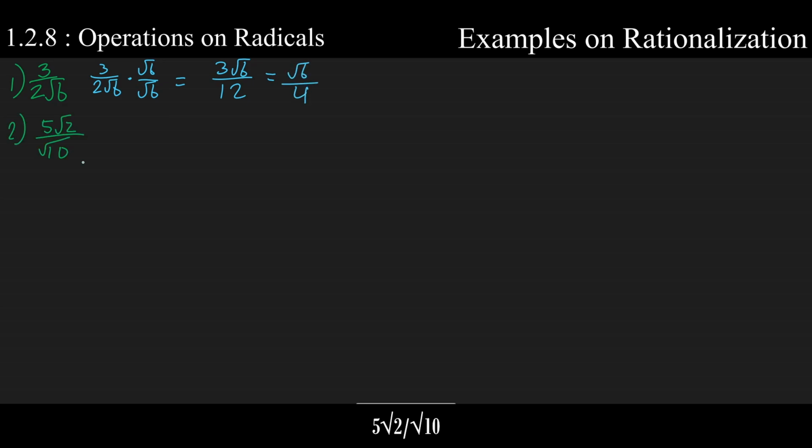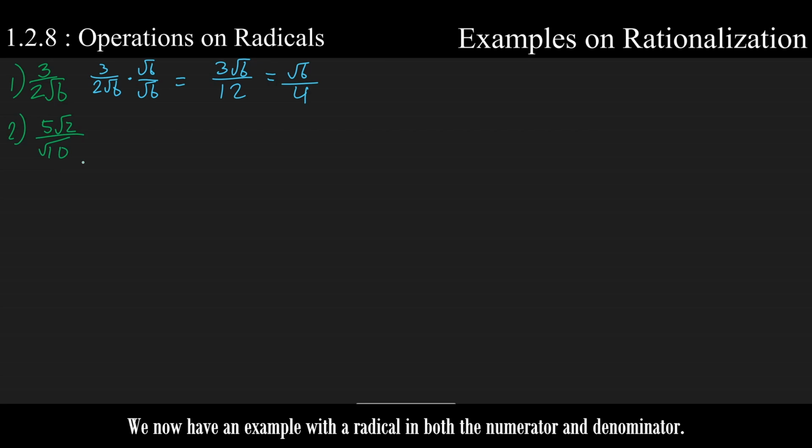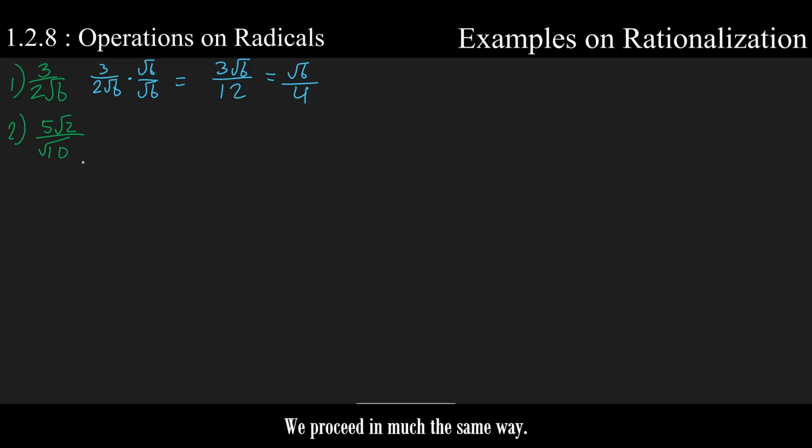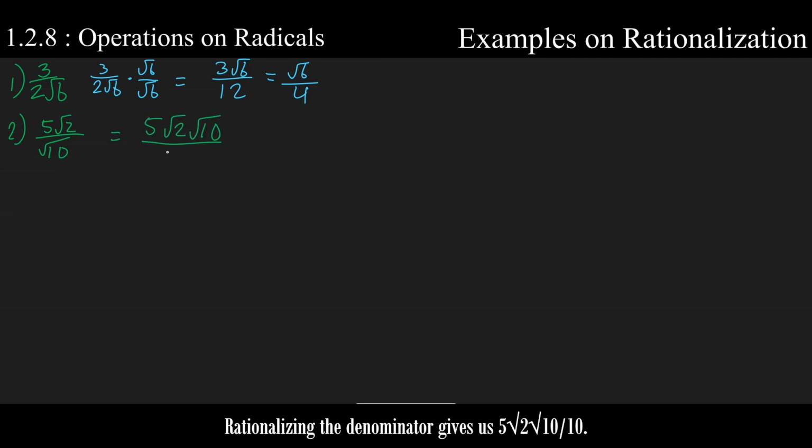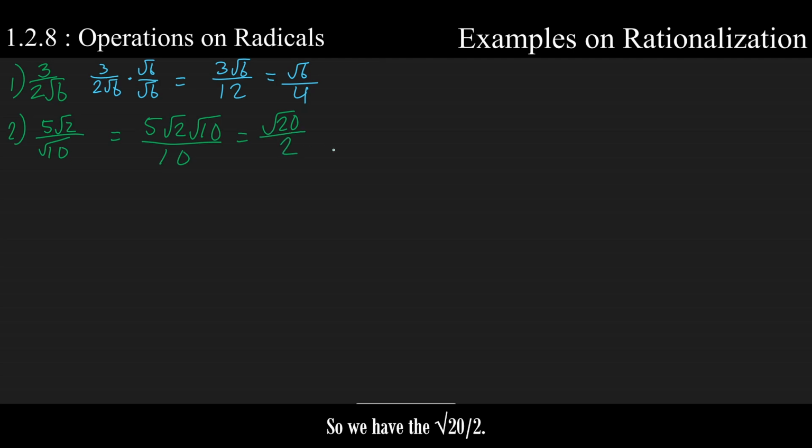Number 2, 5 times the square root of 2 divided by the square root of 10. We now have an example with a radical in both the numerator and denominator. We proceed in much the same way. Rationalizing the denominator gives us 5 times the square root of 2 times the square root of 10 divided by 10. The 5 divided by 10 simplifies to 1/2, and the square root of 2 times the square root of 10 simplifies to the square root of 20. So we have the square root of 20 divided by 2.